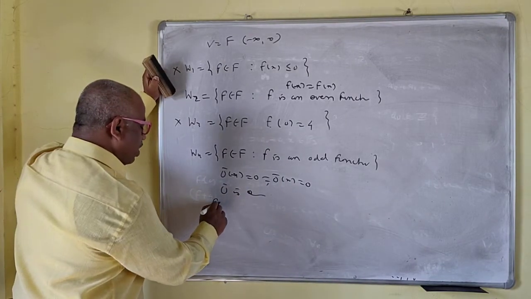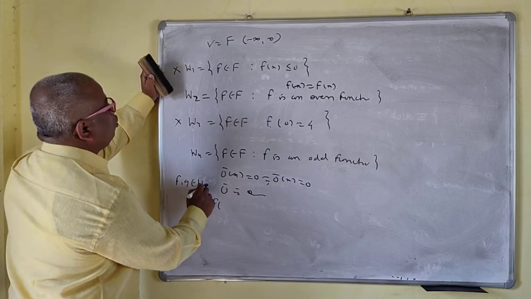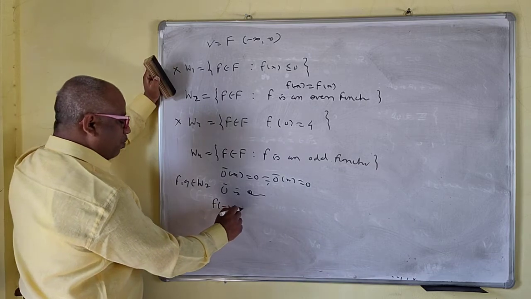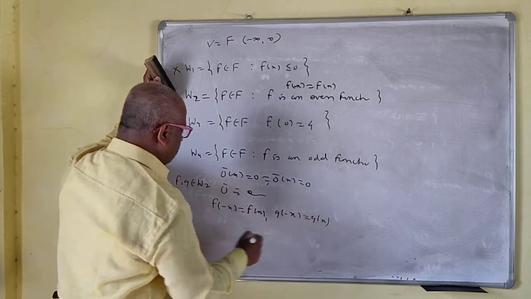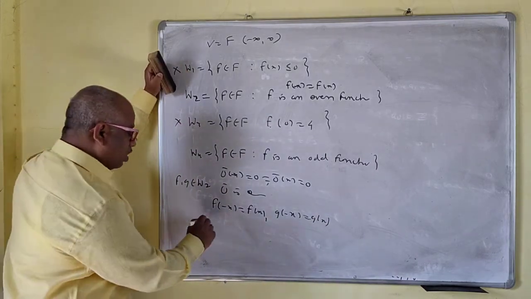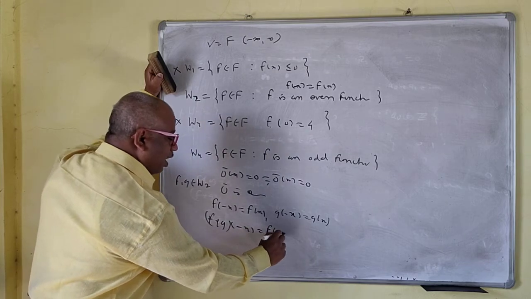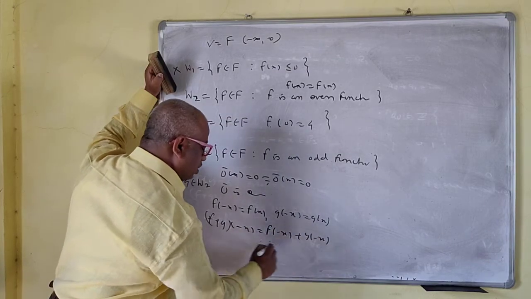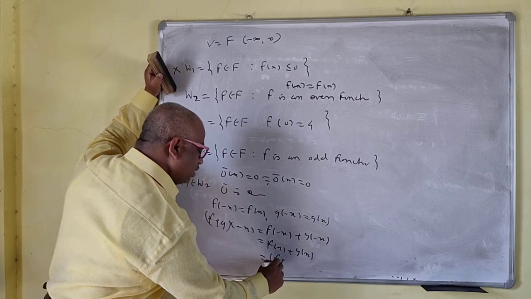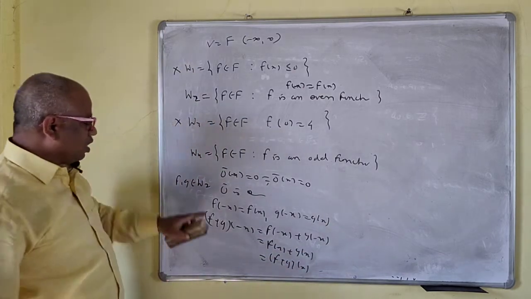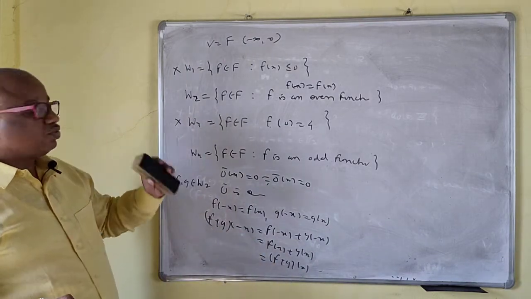Okay. So suppose f and g belong to W2. That means f of minus x is equal to f of x, and g of minus x is equal to g of x, because both are even functions. Okay. So (f plus g) of minus x is what? f of minus x plus g of minus x. So this is f of x plus g of x, which is (f plus g) of x. So (f plus g) of minus x is the same as (f plus g) of x. That means f plus g belongs to W2.